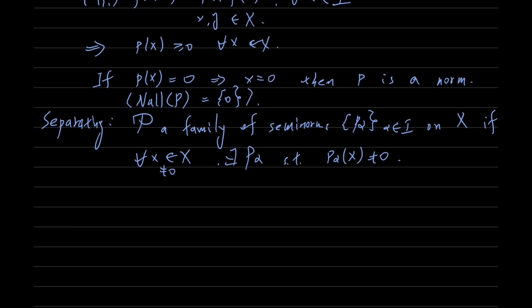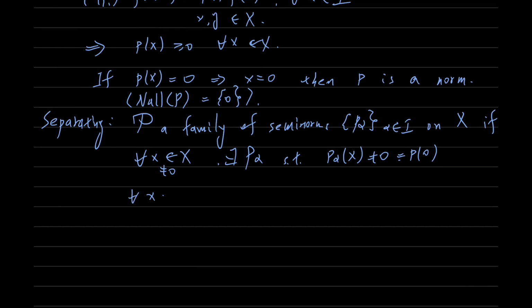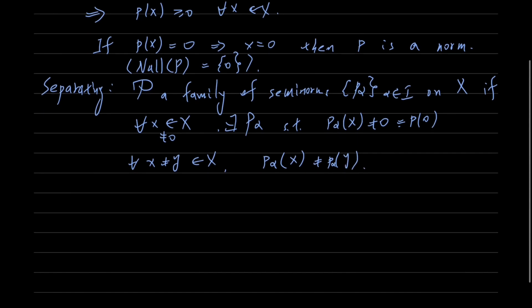And as we'll see, this is actually the same as saying for every x not equal to y in the space, there exists a seminorm such that p_α(x) is not equal to p_α(y). These are equivalent.